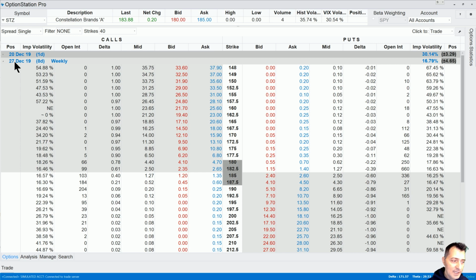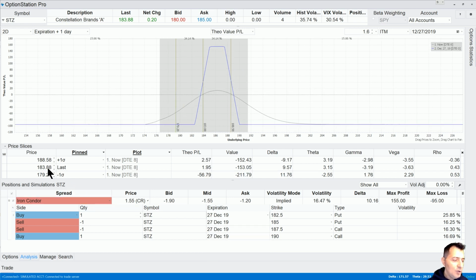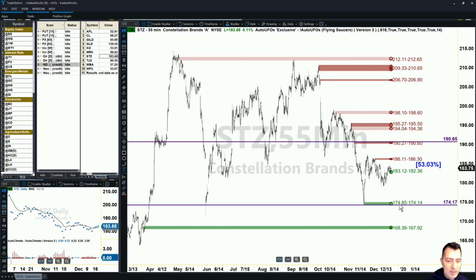The next expiration date is December 27. In this case, for us to find out more about December 27, we need to go back to the analysis tab and change the date to December 27. The moment we do that, we will have new values recalculated, which is 179 and 188. If I go back to TradeStation, 179 is certainly higher than 174, and 188 is certainly lower than 190. So the range stays the same, and therefore the question is still the same.